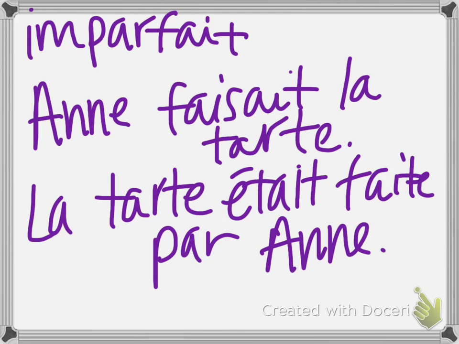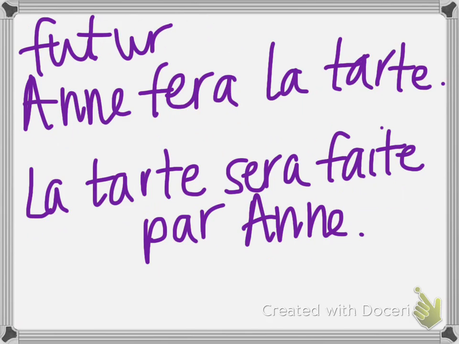For the imparfait, active voice, we have Anne faisait la tarte. But for the passive voice, we have la tarte était faite par Anne. Faisait is in the imparfait, so être in the imparfait. For the future, Anne fera la tarte. La tarte sera faite par Anne. Future, future.